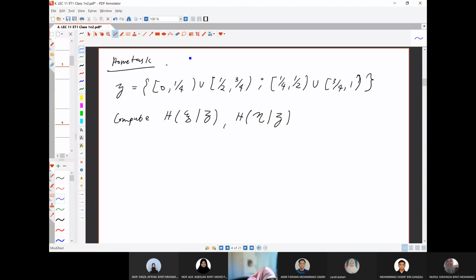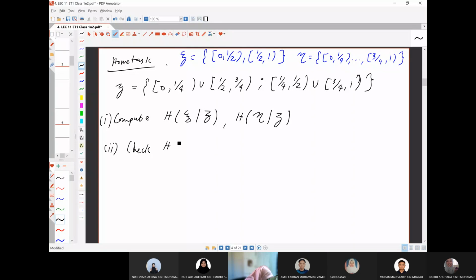From previous exercise, I have psi is 0, 1/2 and 1/2 and 1, and eta I got 4, 0, 1/4 until 3/4 until 1. Okay, you use the same element in psi and also eta. Try to compute this entropy. And then check. So this is the first one. Check the entropy of psi given that eta is less than or equal to the entropy of eta given that zeta. Is this true? Statement number 2, is it true?